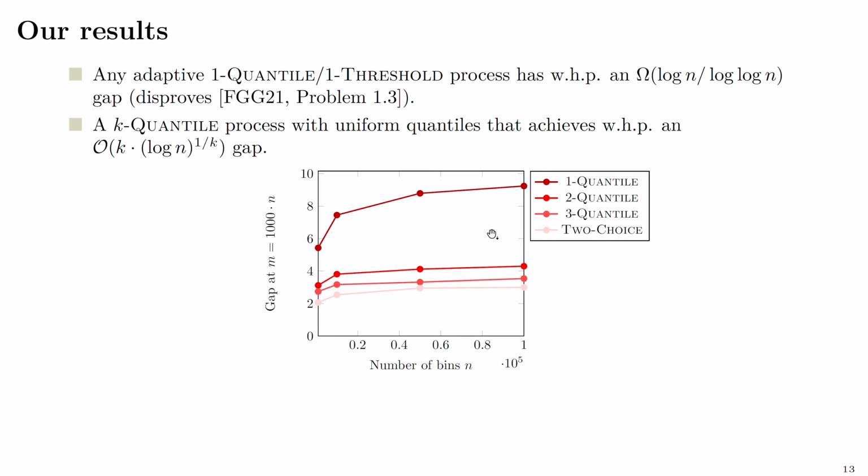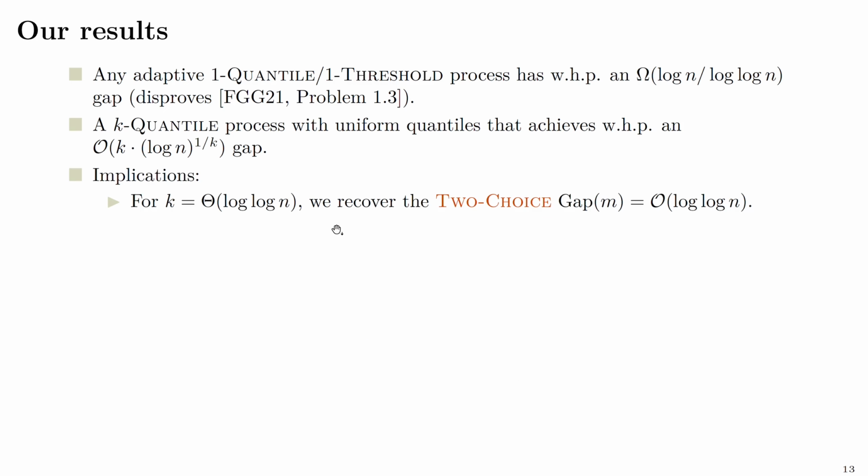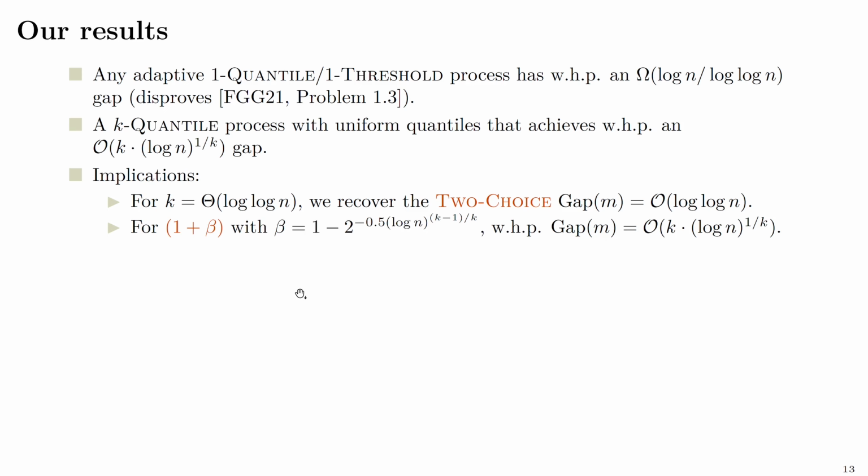And for k equals 3, we get a cube root, k equals 4, a fourth root, and it approximates two-choice as k increases. In particular, for k being theta of log n, we recover the two-choice with up to multiplicative constant factors. And we also analyze the case for 1 plus beta when beta is close to 1. In particular, when beta is 1 minus 1 over poly n, we show that the gap is log n.